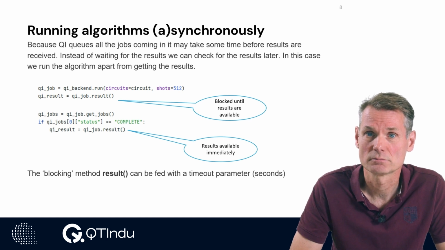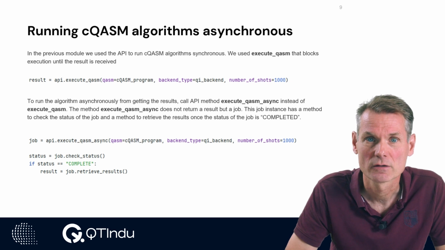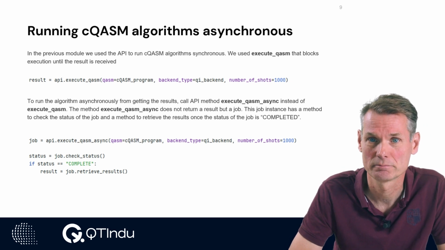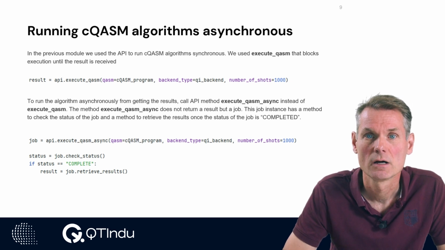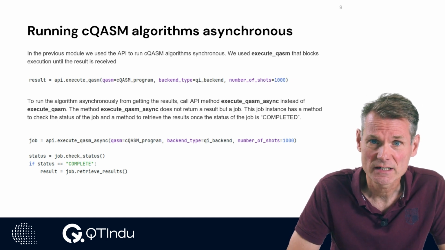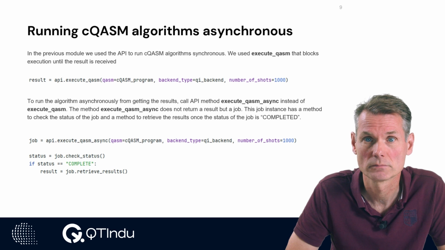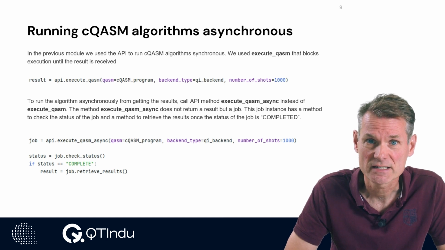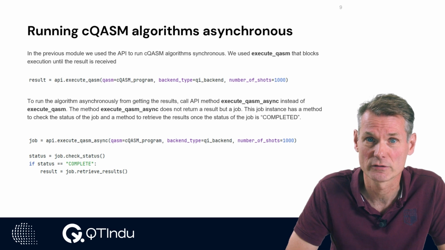In the previous module, we used the API method execute QASM to run the algorithm synchronously. This method waits for the job to end and returns the results. To run the algorithm asynchronously, the API has a similar method, execute QASM async, which returns a job. The job has the method checkStatus to check the status of the job and the method retrieve results to get the results once the job has status complete.